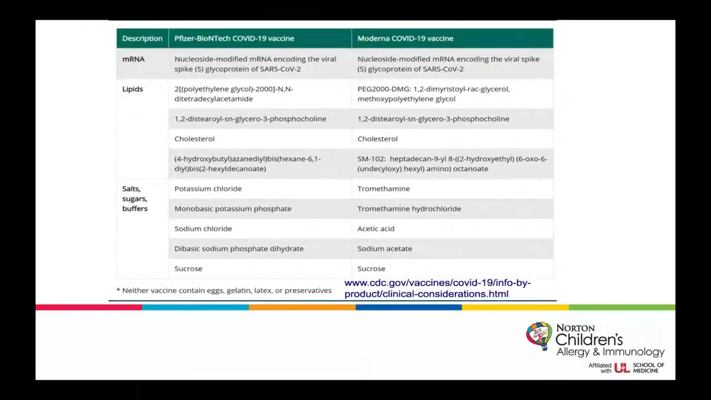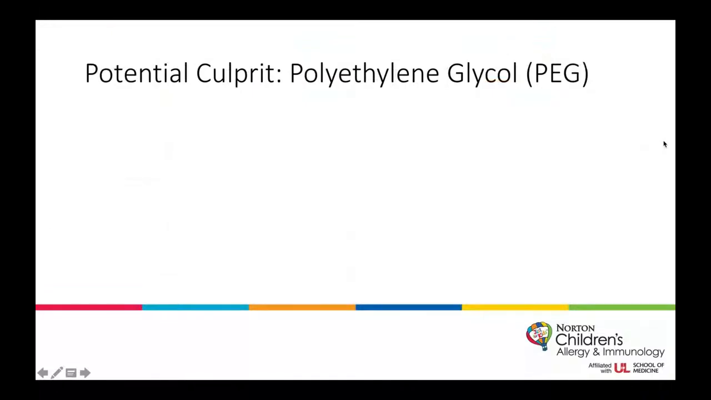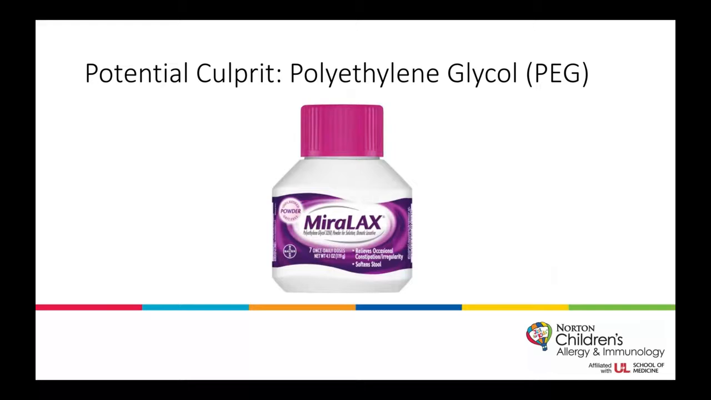So these are the active and inactive ingredients in Pfizer and Moderna, and the one that I want you to pay attention to is the polyethylene glycol component, and also neither vaccine contains egg, gelatin, latex, or preservatives. So this is the potential culprit, polyethylene glycol. What is polyethylene glycol? It's Miralax. So if anyone comes to our clinic with a history consistent with polyethylene glycol allergy, this is what we use to test you.